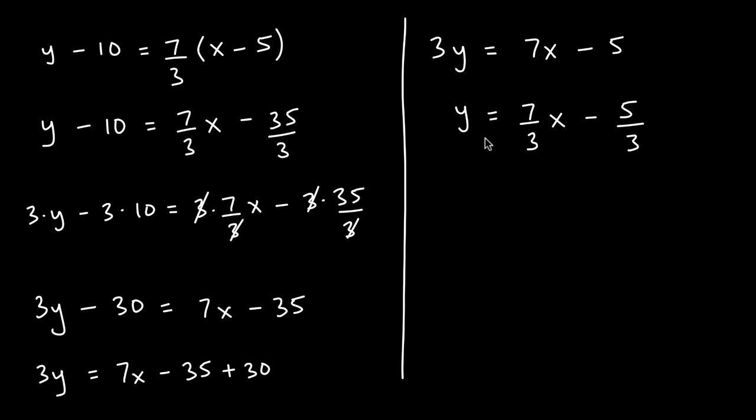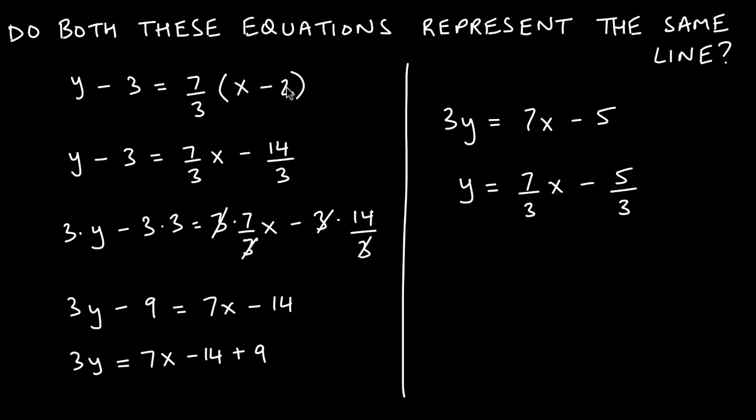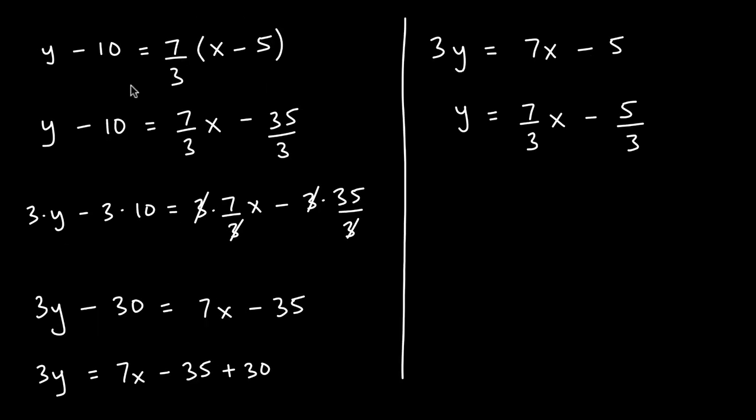And again here, this goes to show that even though we use two different points, so this was 5 comma 10, and the previous equation came from 2 comma 3, even if we use two different points, we end up getting the same equation. Not only do we end up getting the same equation, both of them, when simplified, give us the slope-intercept form.